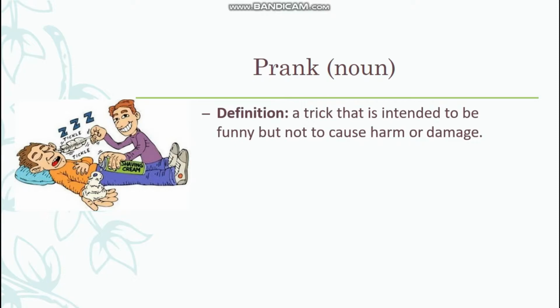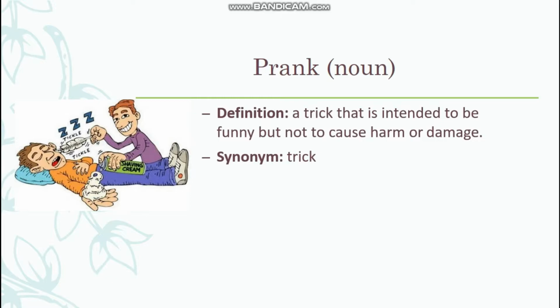And we said that concerning pranks, we need to make sure that the prank is funny. So the person that is being pranked is supposed to laugh at the prank, and it's not supposed to cause anyone harm or damage. Now, if we want a synonym of the word prank, we can go for the word trick. And by synonym, I mean the meaning of the word. If I want to replace this vocab word with another word that matches the correct meaning, it is the word trick. So prank equals a trick.